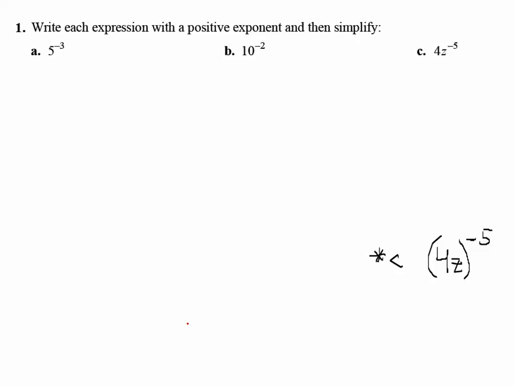So 5 to the negative third power means 1 over 5, and the 3 is on the bottom. At that point, then taking it to the third power is 125. B, 10 to the negative second, which means 1 over 10.